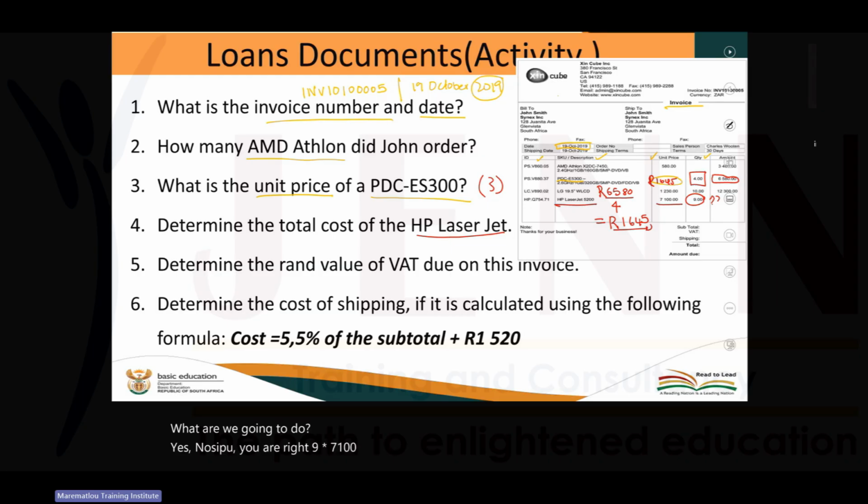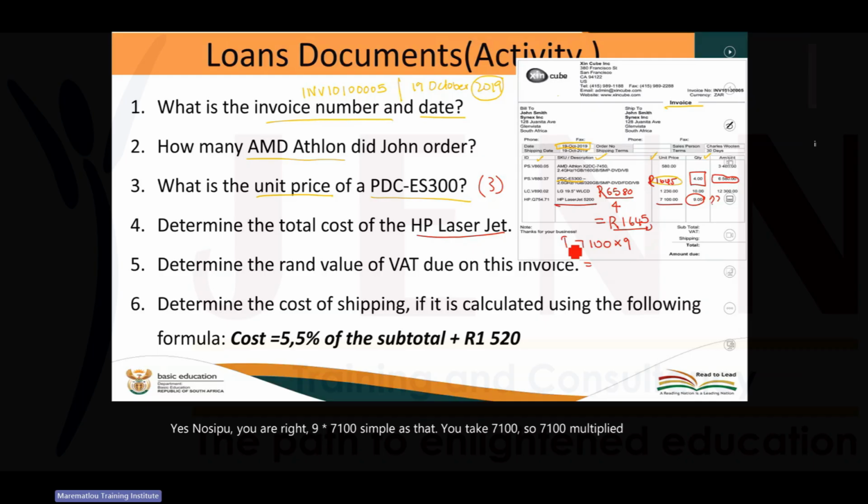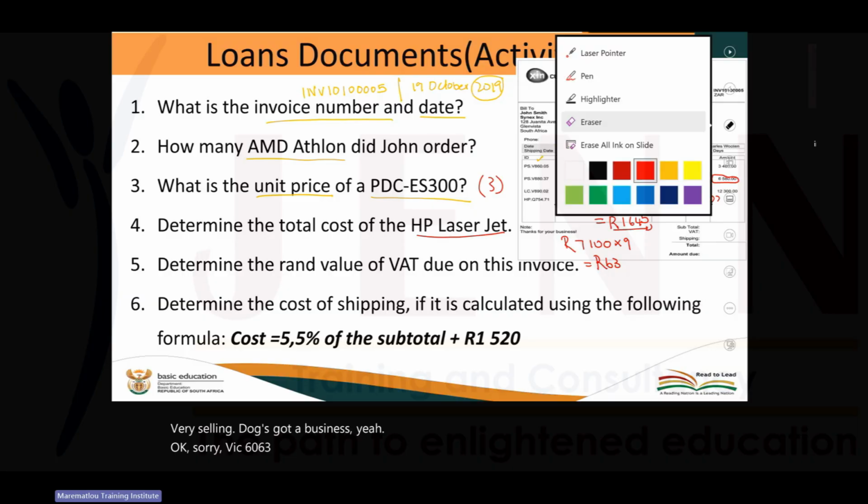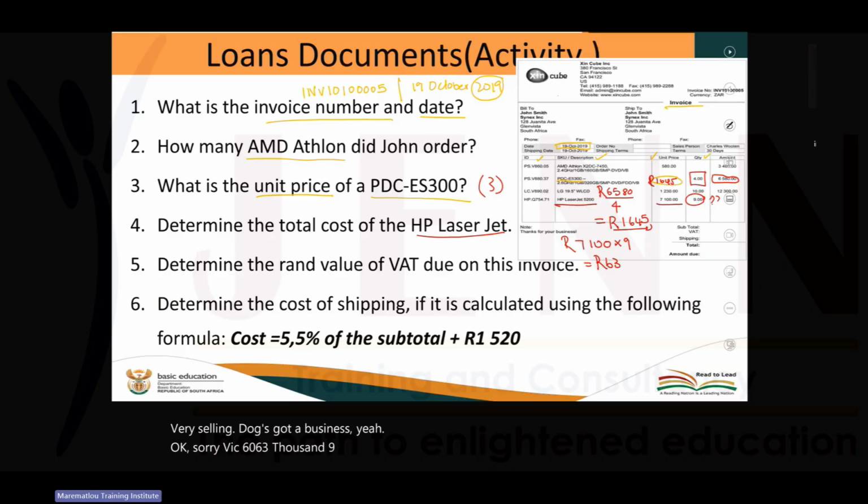You take 7,100 multiplied by 9. Let's check how much it gives you. 63,900. Oh, this person is selling. Maybe he's got a business. 63,900. Okay, thank you very much.